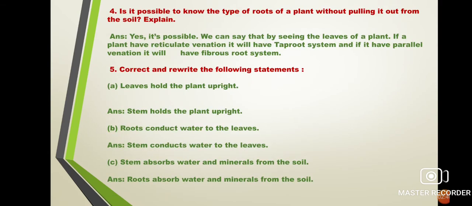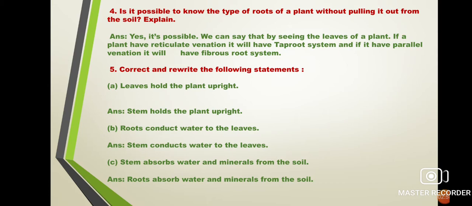Next, question number 4. Is it possible to know the type of roots of a plant without pulling it from the soil? Yes. There is a relationship between the type of roots and the venation of a leaf. What is venation of a leaf? The arrangement of veins on the surface of the leaf is called venation.